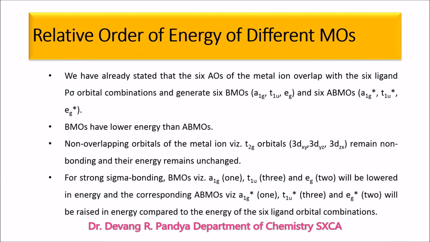For strong sigma bonding, BMOs such as A1g 1, T1u 3, and Eg 2 will be lowered in energy, and the corresponding ABMOs such as A1g star, that is 1, T1u star 3, and Eg star, that is 2, will be raised in energy compared to the energy of the 6 ligand orbital combinations, that is 6 LGO.